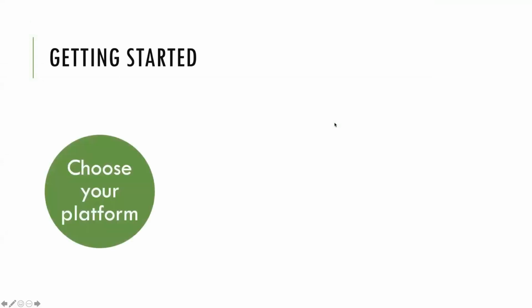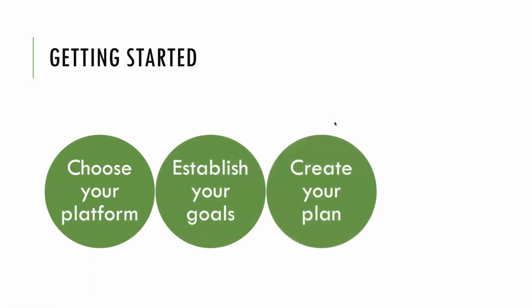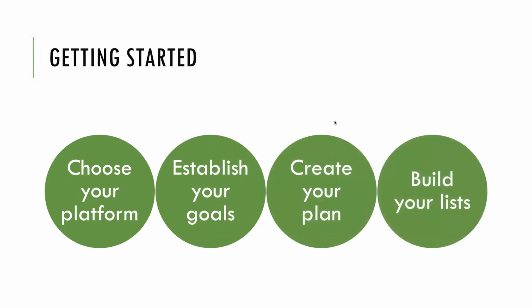So there are 4 core stages to getting started. Choosing your platform, establishing your goals, creating your plan, and building your list. And I will look at each of these 4 elements now. Again, as I always say, this doesn't have to be overwhelming. And what I've provided here is a snapshot of how to get started. And if you feel like you need more support digging into any of these areas, of course, I would be available to help with that.